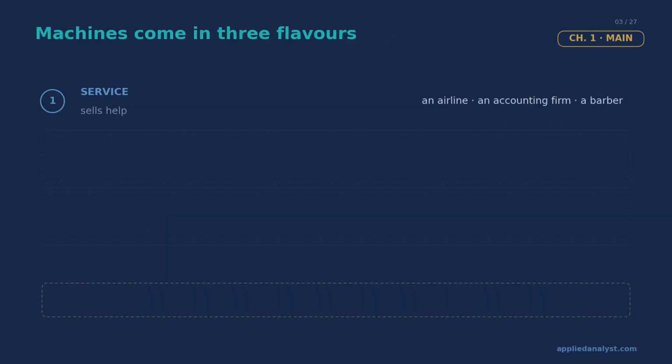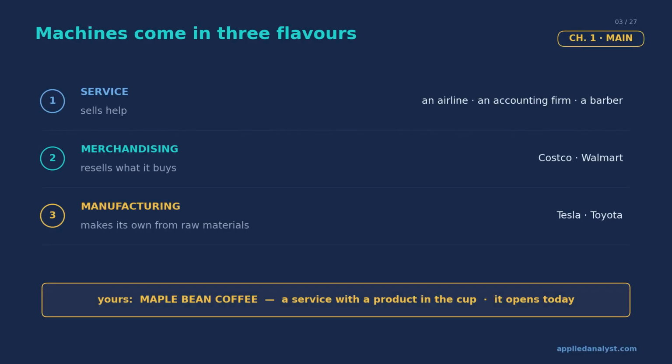Machines come in 3 flavors. Service businesses sell help. An airline, an accounting firm, a barber. Merchandising businesses resell products they buy from someone else. Costco, Walmart. And manufacturing businesses make their own products from raw materials. Tesla, Toyota. Service sells help. Merchandising resells. Manufacturing makes. Yours is a coffee shop called Maple Bean. It sells a service with a product in the cup, and it opens today.